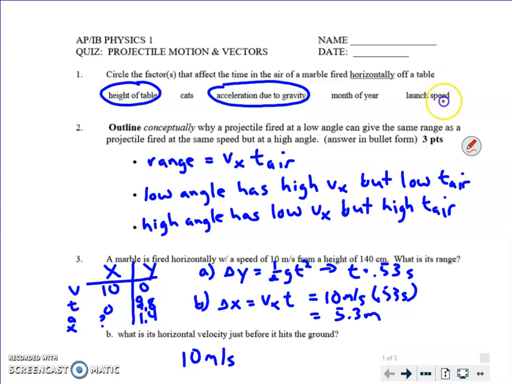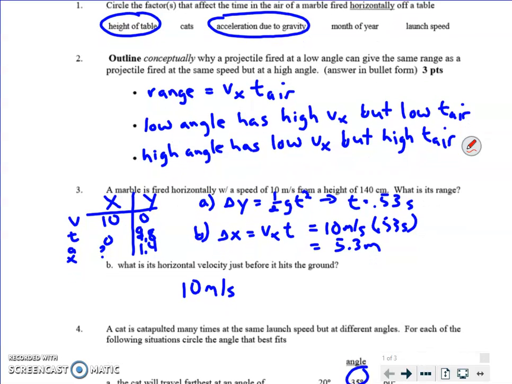A lot of you answered launch speed. Launch speed is horizontal. Horizontal does not affect vertical. We did a whole lab based on that and a demonstration. Remember, I fired the dart and dropped one simultaneously. They hit at the same time. So, it's an easy mistake to make. I was a little disappointed no one answered cats, but, maybe next time.